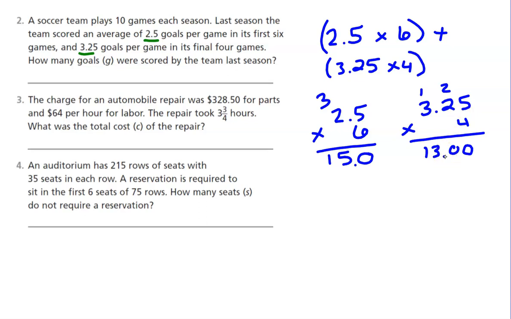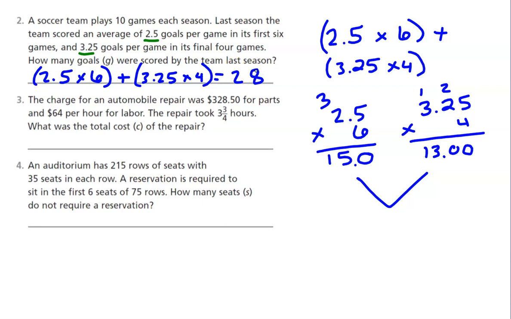So if we were to wrap this all up in an equation over here, that would be 2.5 times 6 plus 3.25 times 4 equals, let's add those 2 together, 28 goals.